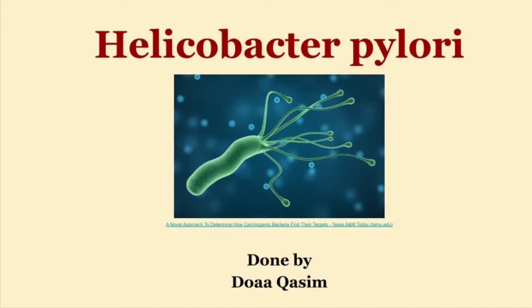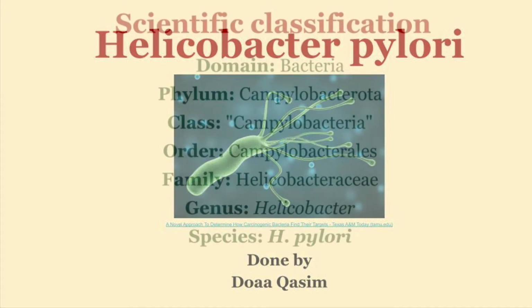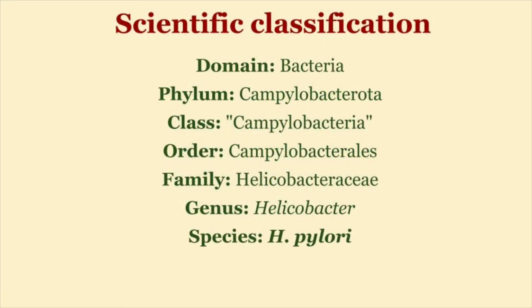Hi, today I'm talking about Helicobacter pylori. At the very beginning, we will know its scientific classification. The domain is bacteria, the phylum is Campylobacteriota, the class is Campylobacteria, the order is Campylobacterialis, the family is Helicobacteriaceae, the genus is Helicobacter, and finally the species is H. pylori.